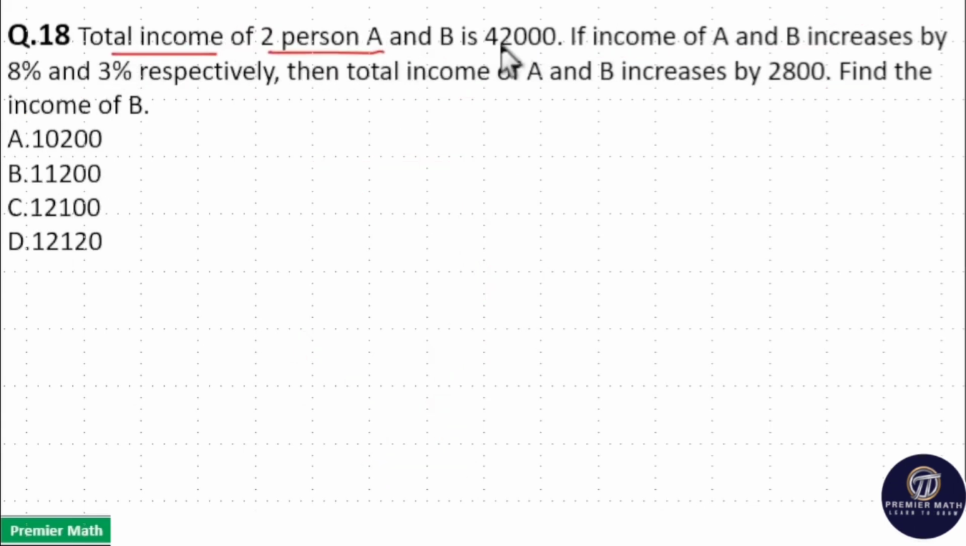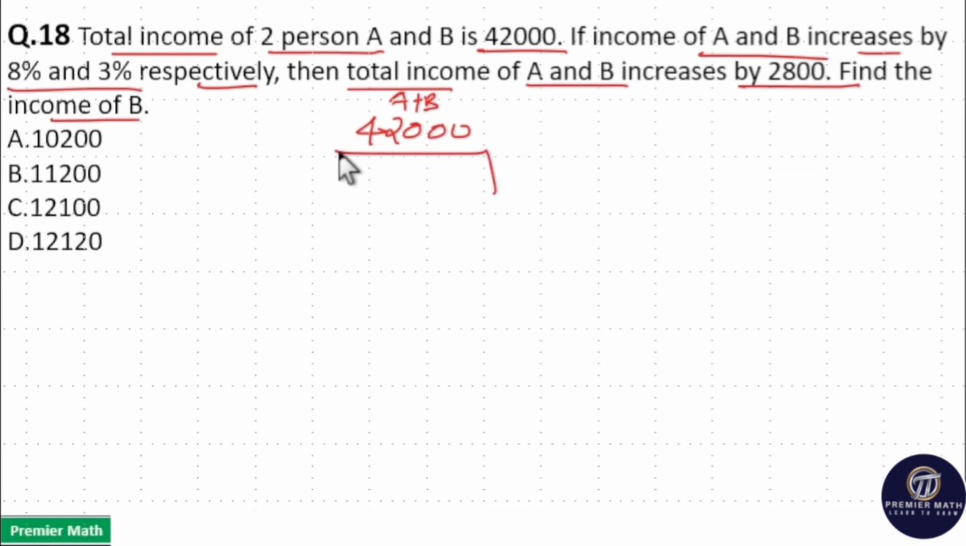Total income of 2 persons A and B is 42,000. If income of A and B increases by 8% and 3% respectively, then total income of A and B increases by 2,800. Find the income of B. Here 42,000 is the income of A and B, that is A plus B. Now income of A increases by 8% and B increases by 3%.